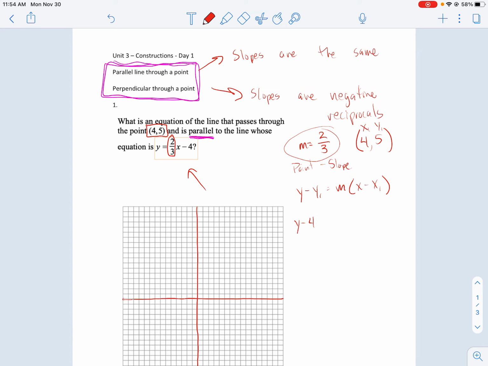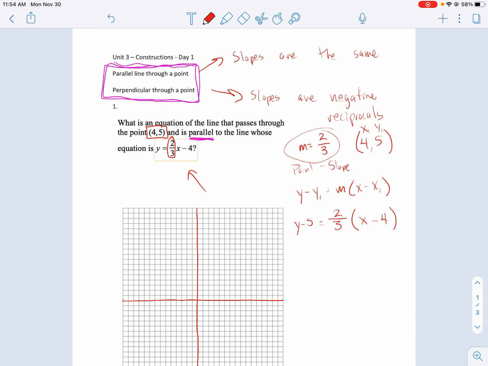So y minus 4 is equal to 2/3 x minus, well, I'm sorry, y minus 5 is equal to 2/3 times x minus 4. That's why I write the x1, y1 up there, just to make sure I'm putting the stuff in the right place.